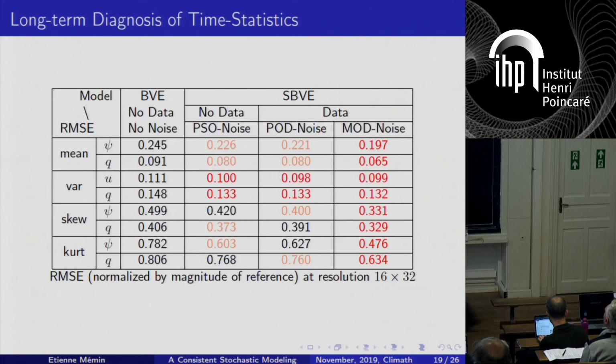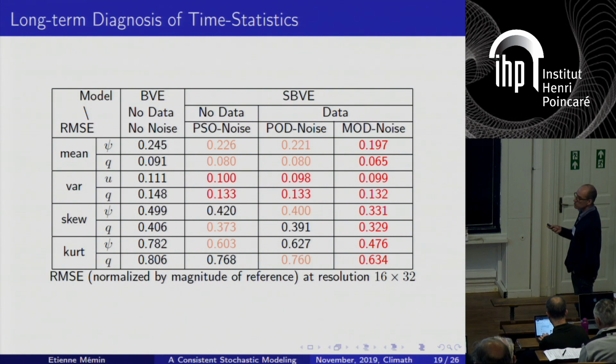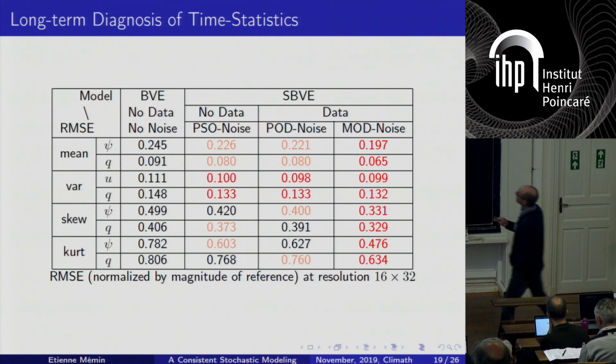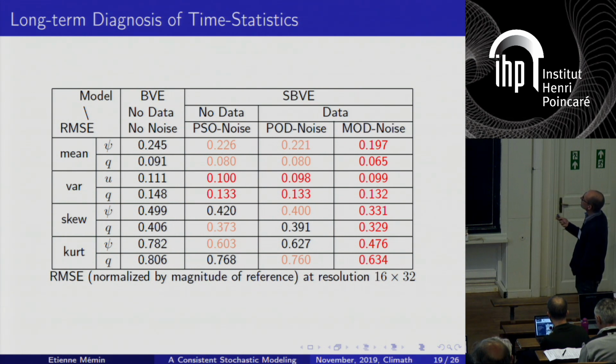And so we can compare the root mean square error of the different moments: the mean, the variance, the skewness, and the kurtosis of the stream function, the potential vorticity. For the variance, it's the velocity and the potential vorticity. For the skewness, the stream function, and the same for the kurtosis. And so as you can see, the stochastic models always improve the results of the LES simulation.